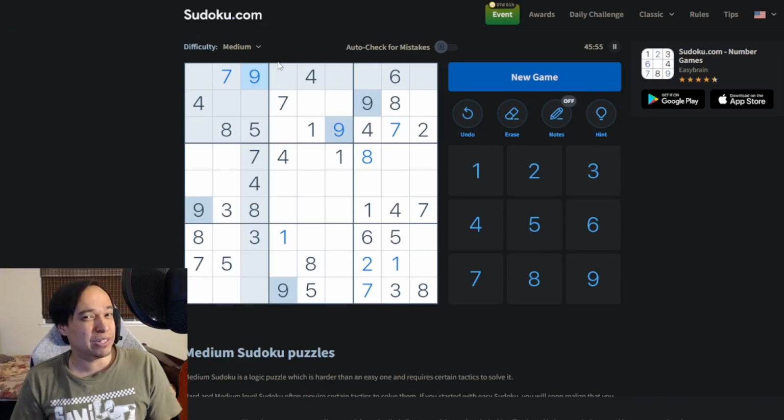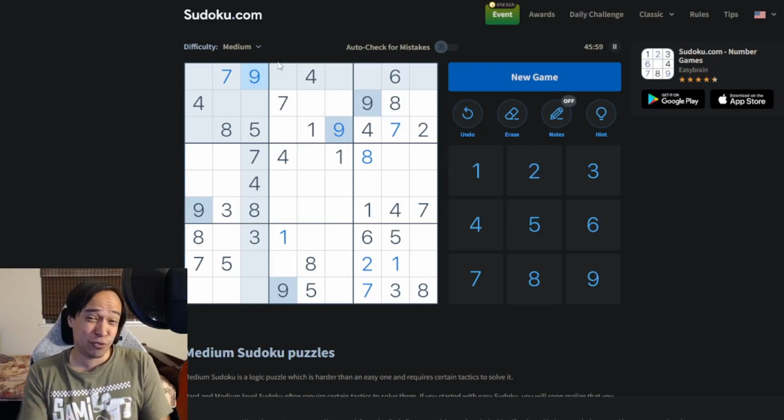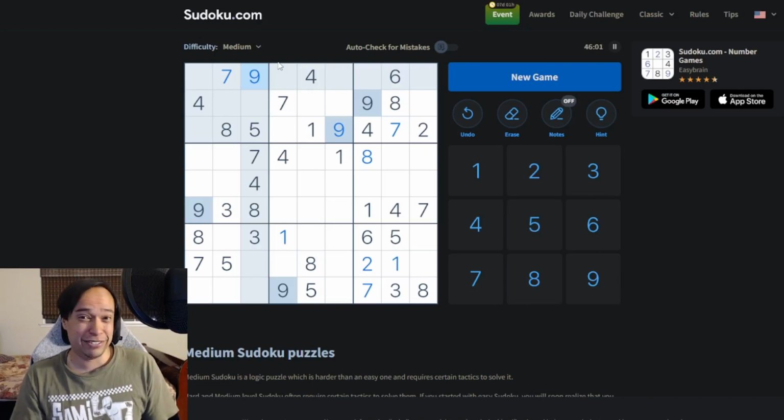That's the beauty of Sudoku, is that once you get a few numbers in, things really start coming together, as you can see, and it's really great to see it happen at once, personally.